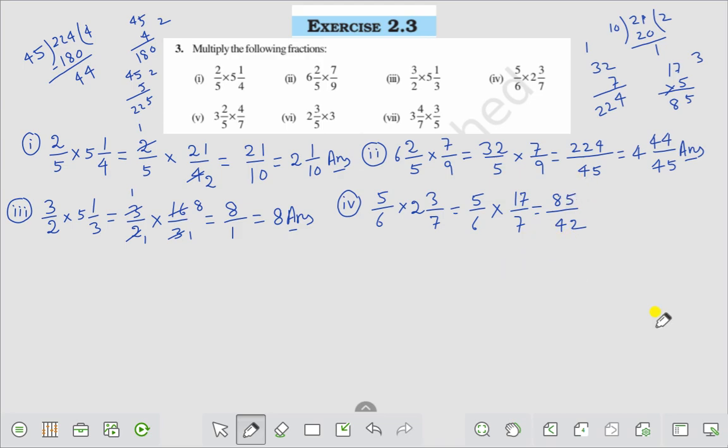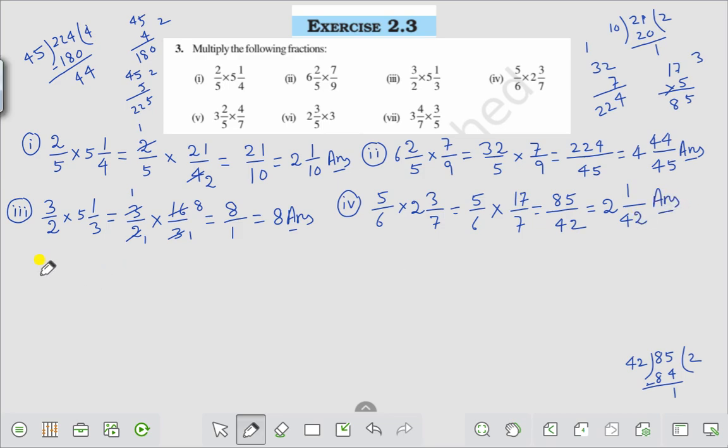Now divide 85 by 42. If we divide it, 42 2s are 84, 85 minus 84 is equal to 1, right? Then we are getting the answer 2 whole, and the remainder is 1, and the divisor is 42. 2 whole 1 by 42 is the answer of question number 4.